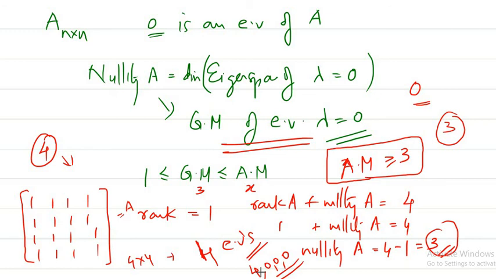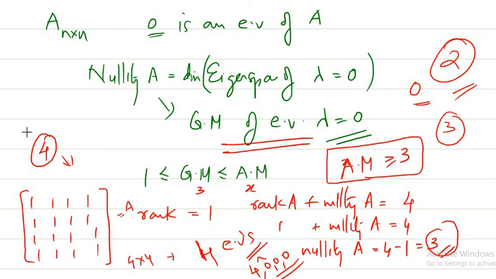So from that what we can conclude? For that particular problem we can conclude that the number of distinct eigenvalues of the matrix is basically how much? 2, right? We got 2 distinct eigenvalues. So for that particular problem we have the answer as 2.